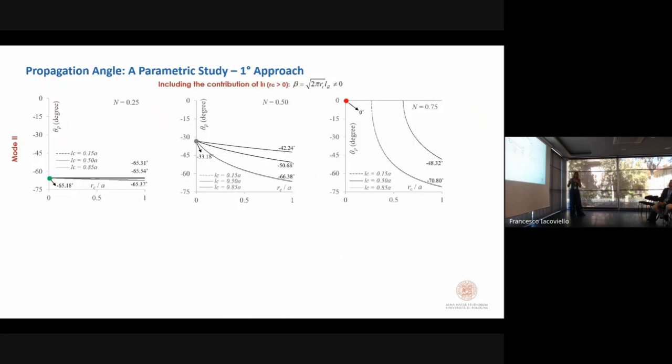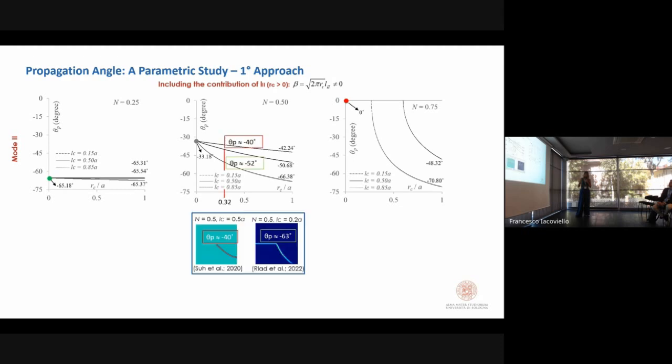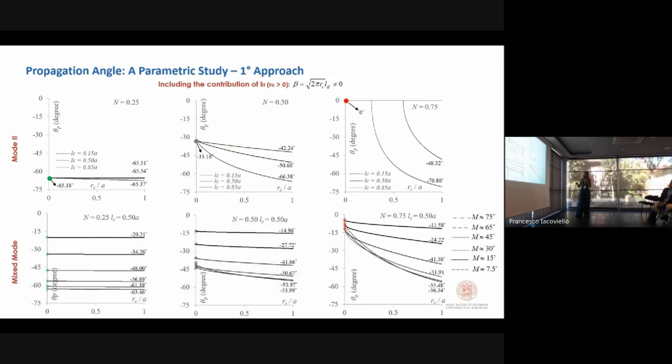Now, if we include the contribution of critical distance, you can see that with increased non-locality, the angles change. In fact, when we include the contribution of critical distance, we find propagation angles very close to the available literature that's based on a different approach, of course. As for the mixed mode case, again, as non-locality increases, the importance of critical distance increases, especially for mode 2 dominated cases, which means lower mixity ratio.